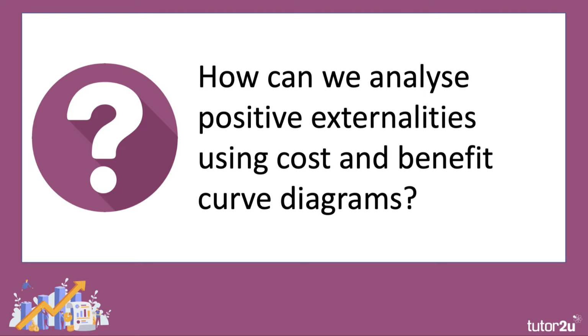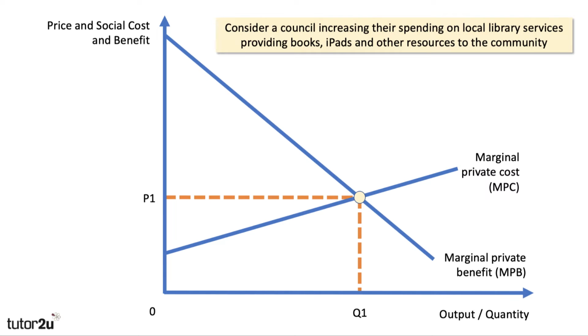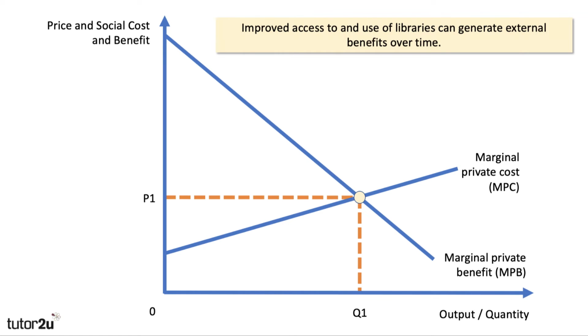Now, how can we analyse positive externalities using cost and benefit curve diagrams? How can you get great analysis marks on this? Well, here's a brief example. Consider a local authority increasing their spending on local library services, perhaps providing mobile libraries for people, or increased opening hours, or building new libraries, or perhaps providing iPads to people who can't afford them, and other learning resources to the wider community. The key thing about positive externalities is that improved access to and use of things like libraries, museums and galleries can generate external benefits over time.